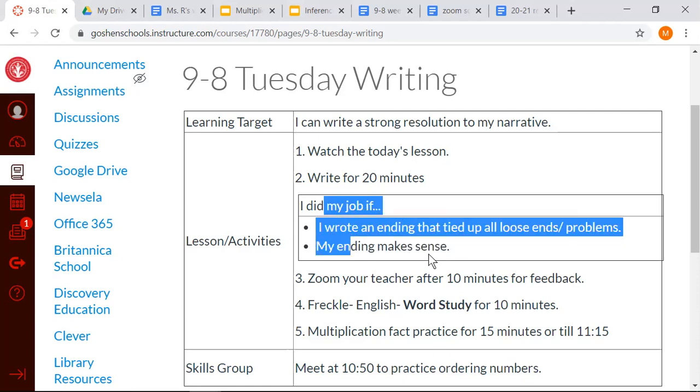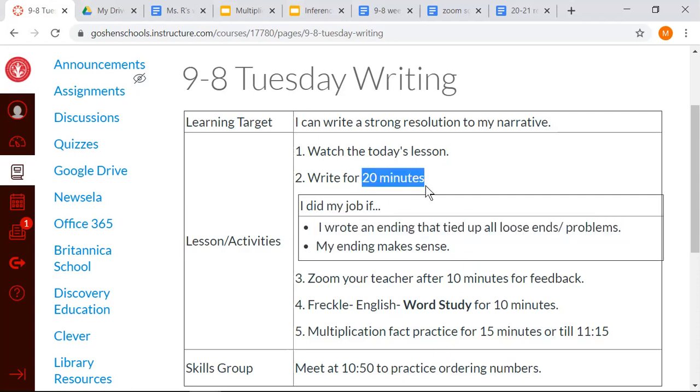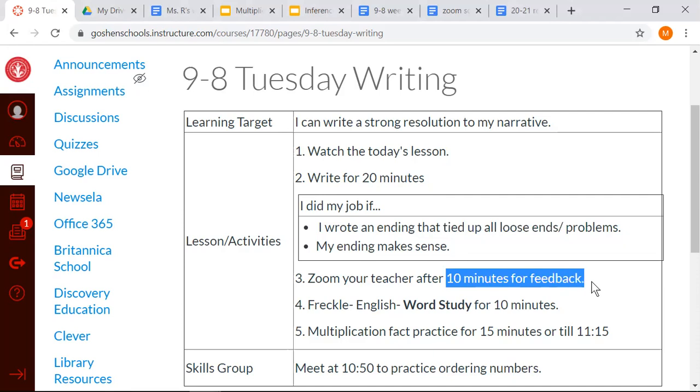If you get done, your ending looks good, and it hasn't been 20 minutes yet, well, then you need to start a different story. You still need to be writing for those 20 minutes, whether it's on your story or on a different story, okay? After about 10 minutes of writing, you're going to go to your teacher for feedback, okay?